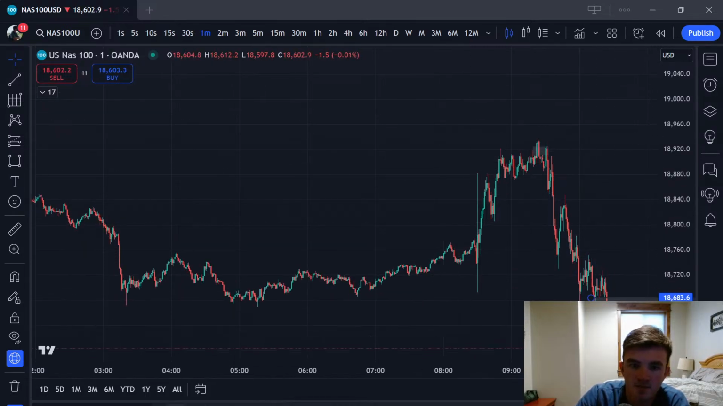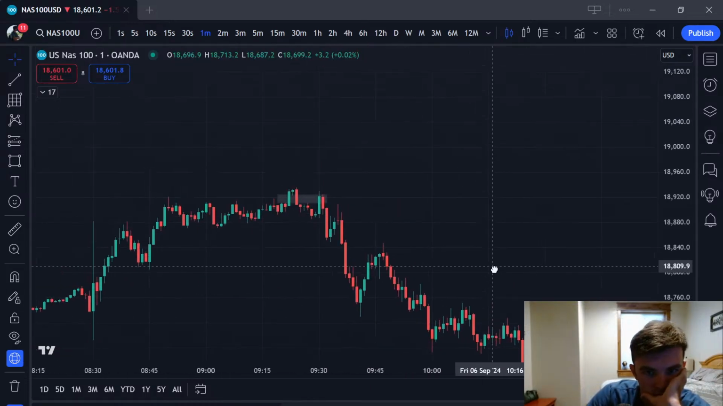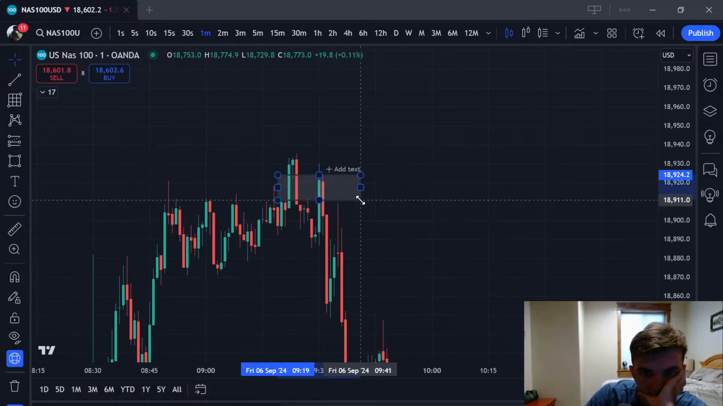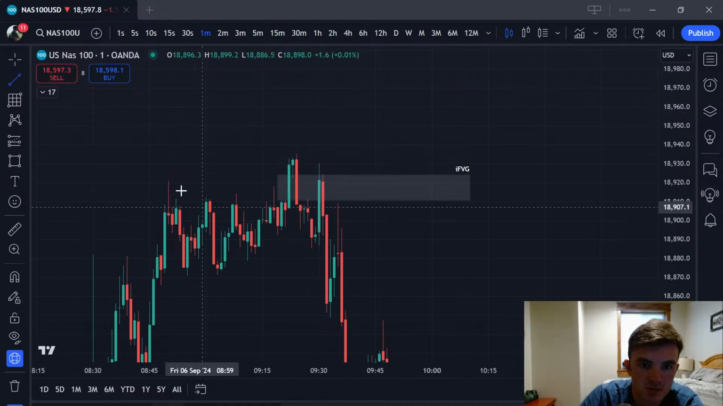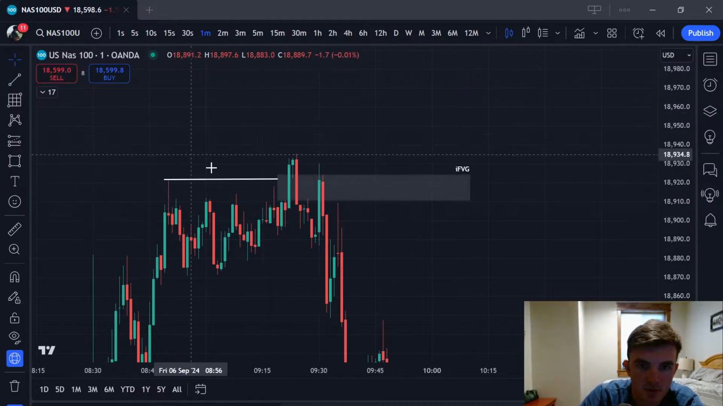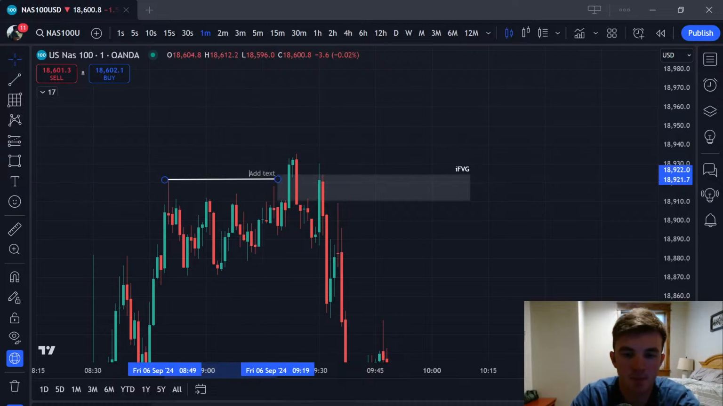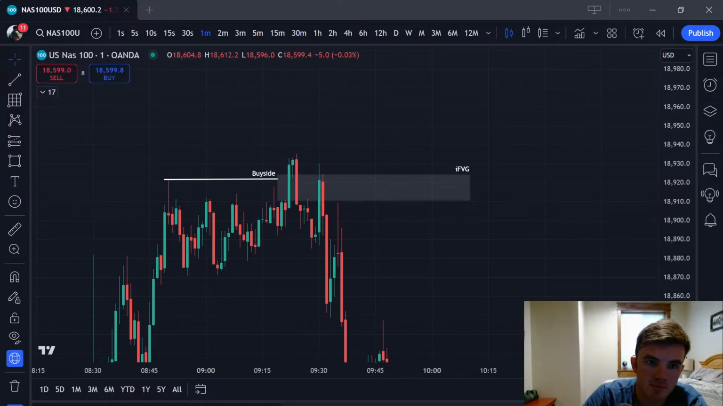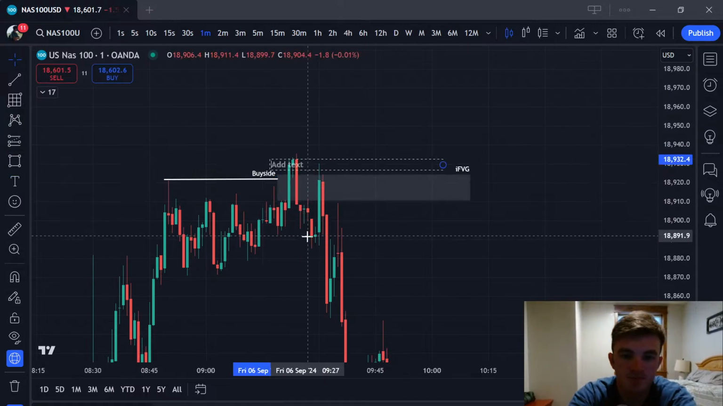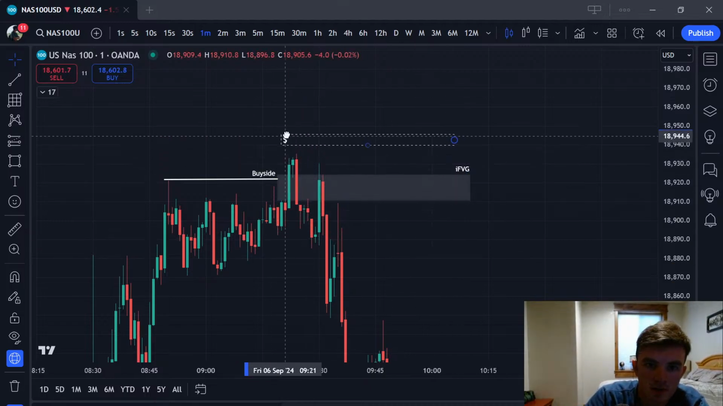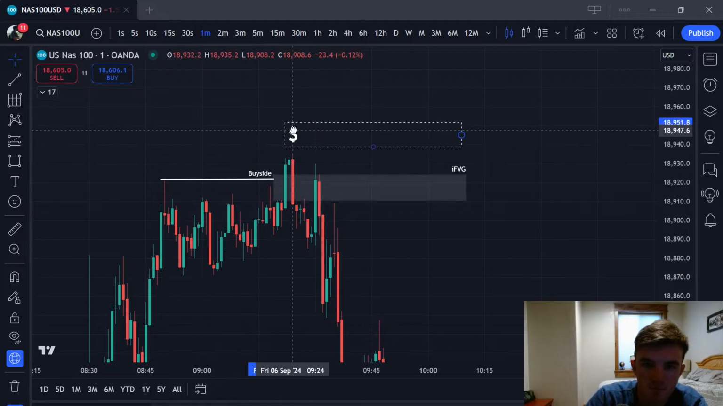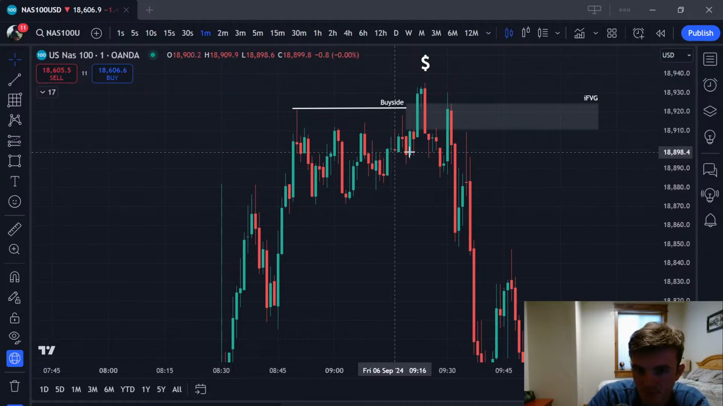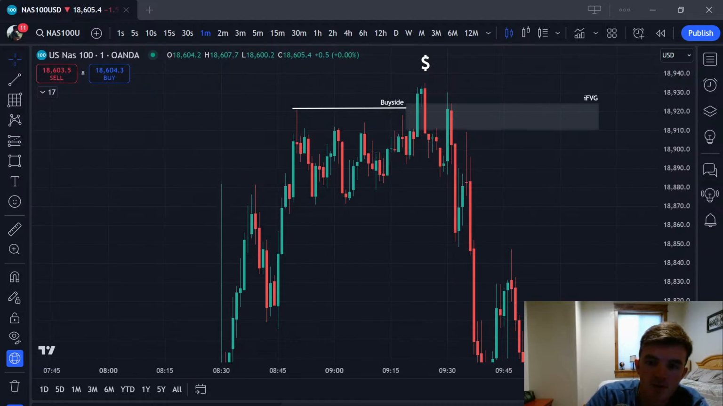So you can see here, this was buy side. Buy side. And then this inversed, then you would go short.